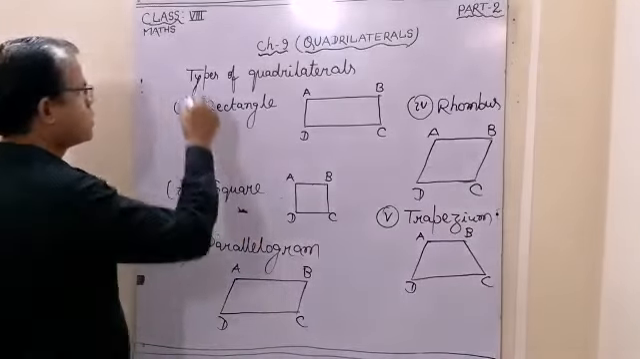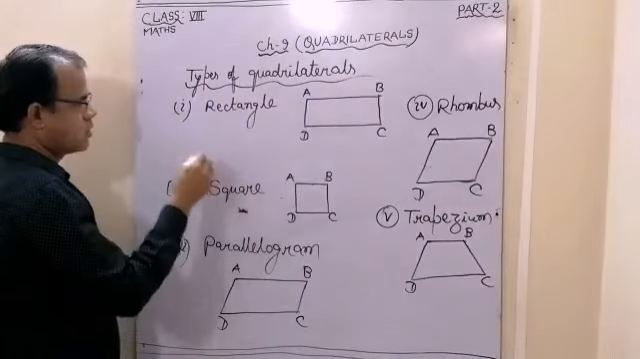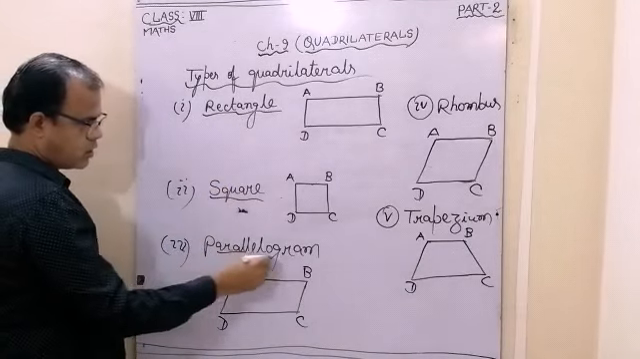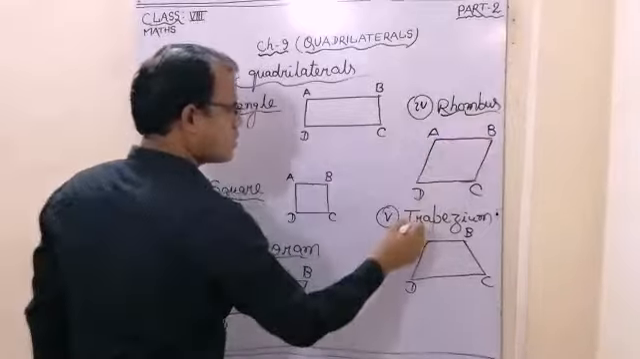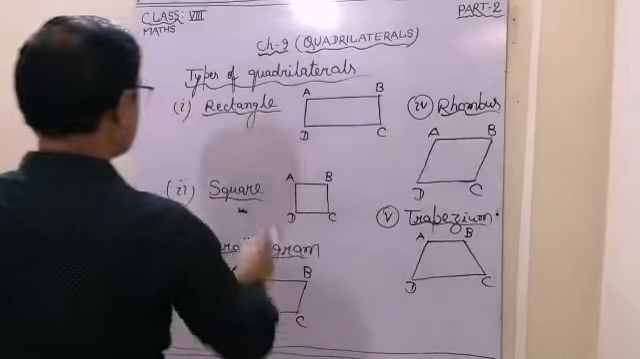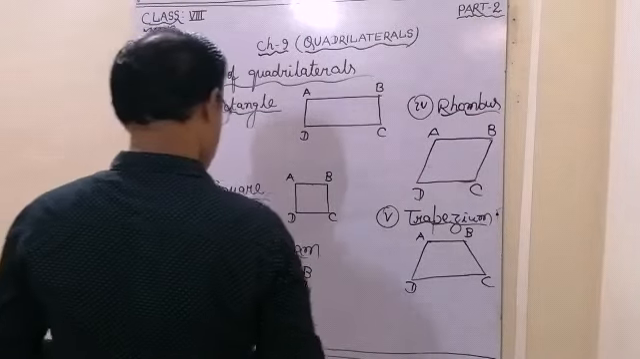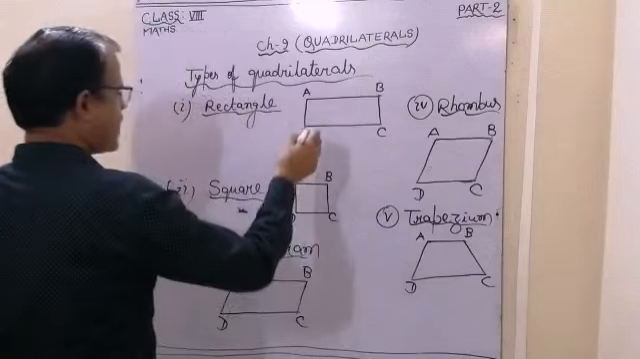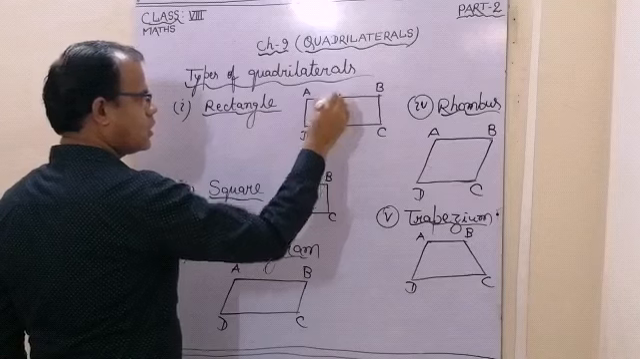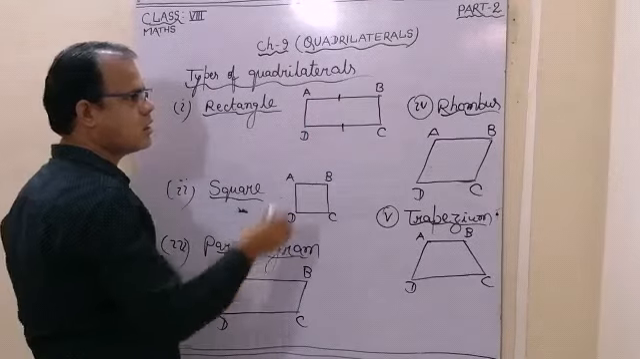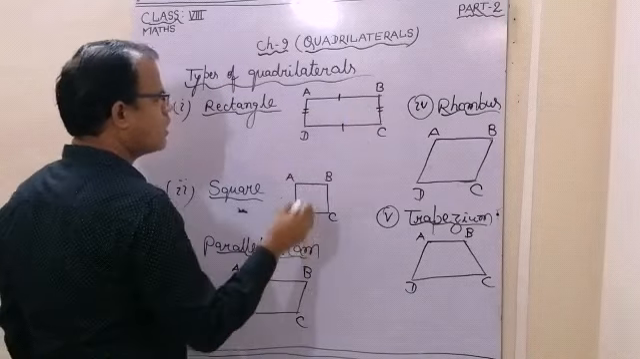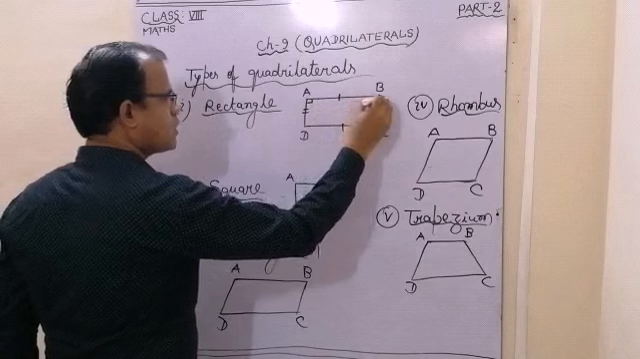Yes student, types of quadrilaterals. For example, first rectangle, next square, parallelogram, rhombus, trapezium, kite, etc. So student, look here, rectangle: opposite sides are equal and each angle is a right angle. Look here, ABCD is a rectangle. Here AB equal to DC, opposite sides equal, and this side AD equal to BC, and here all angles are 90 degrees.